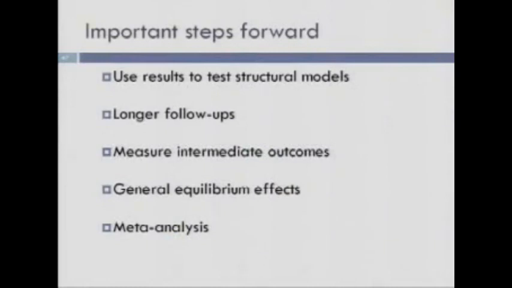Okay. So what steps forward? I think one is what I was just discussing, using the results of randomized evaluations to test structural models or to estimate parameters in structural models that allow you to make out-of-sample predictions. Think longer follow-ups. There's a tendency in a lot of this work to follow up once, relatively short run. But we're starting to see that the results vary a lot over different time scales. Measuring intermediate outcomes to try and tell different effects apart. Trying to get at general equilibrium effects, which in some cases you can do by randomizing larger units, but in some cases you'll need to put some structure on. And then finally, meta-analysis of the data.